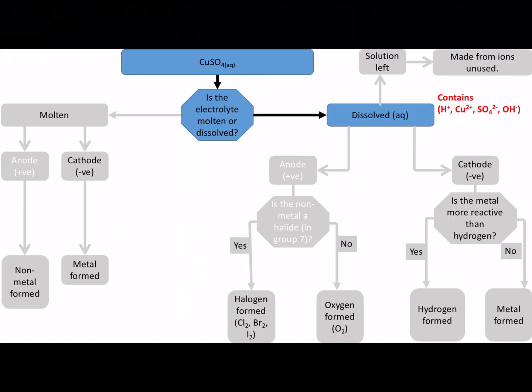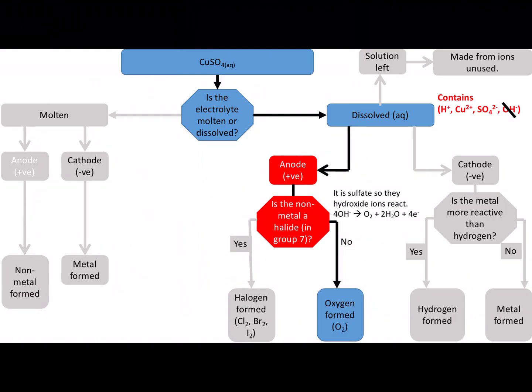So it's dissolved, so we're going to go the dissolved way. And we've got hydrogen ions, copper ions, sulfate ions, hydroxide ions. So we'll look at our anode, our positive electrode, and is the non-metal a halide? Well, our answer is no here, so we're forming oxygen. What is happening here is it's not the sulfate ions that are reacting, it's actually those hydroxide ions.